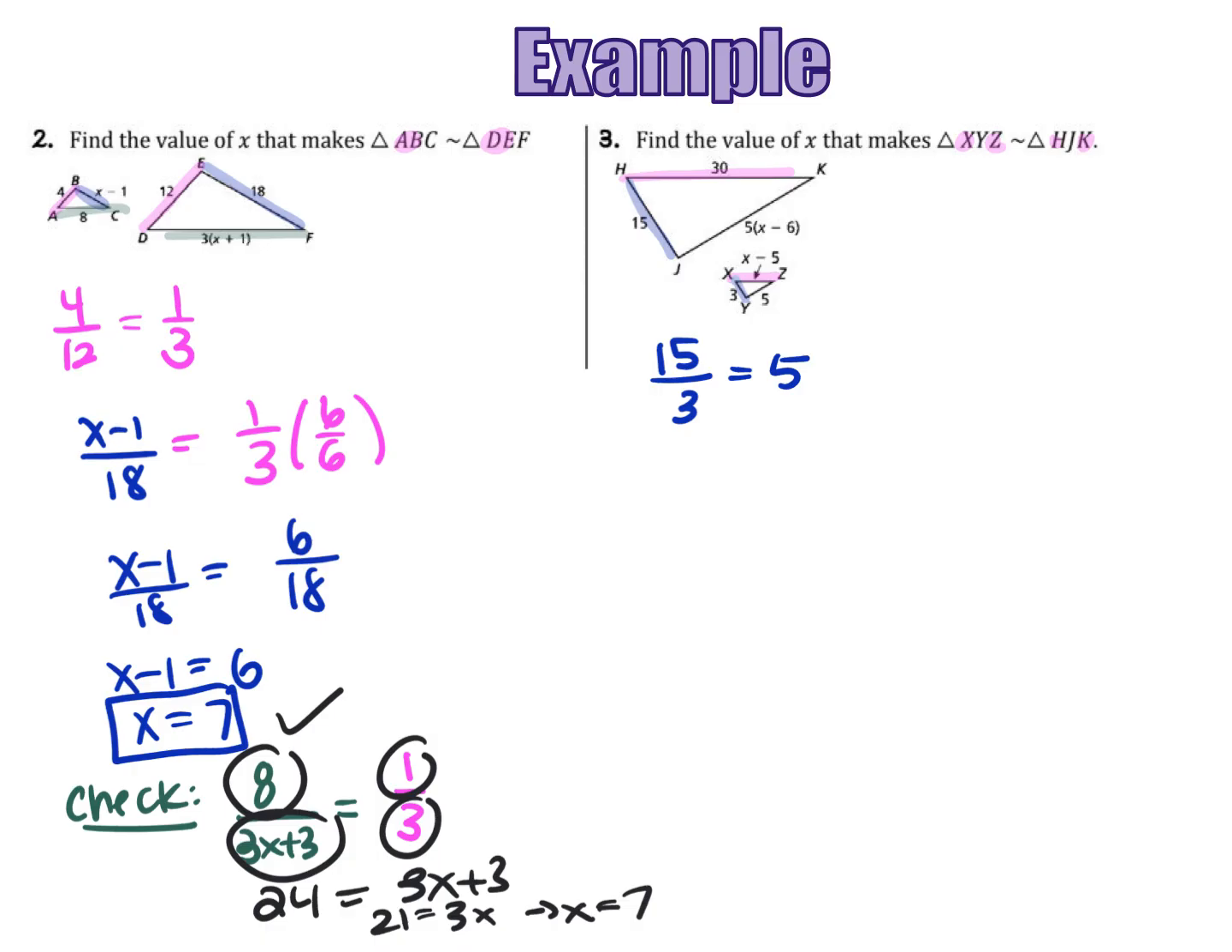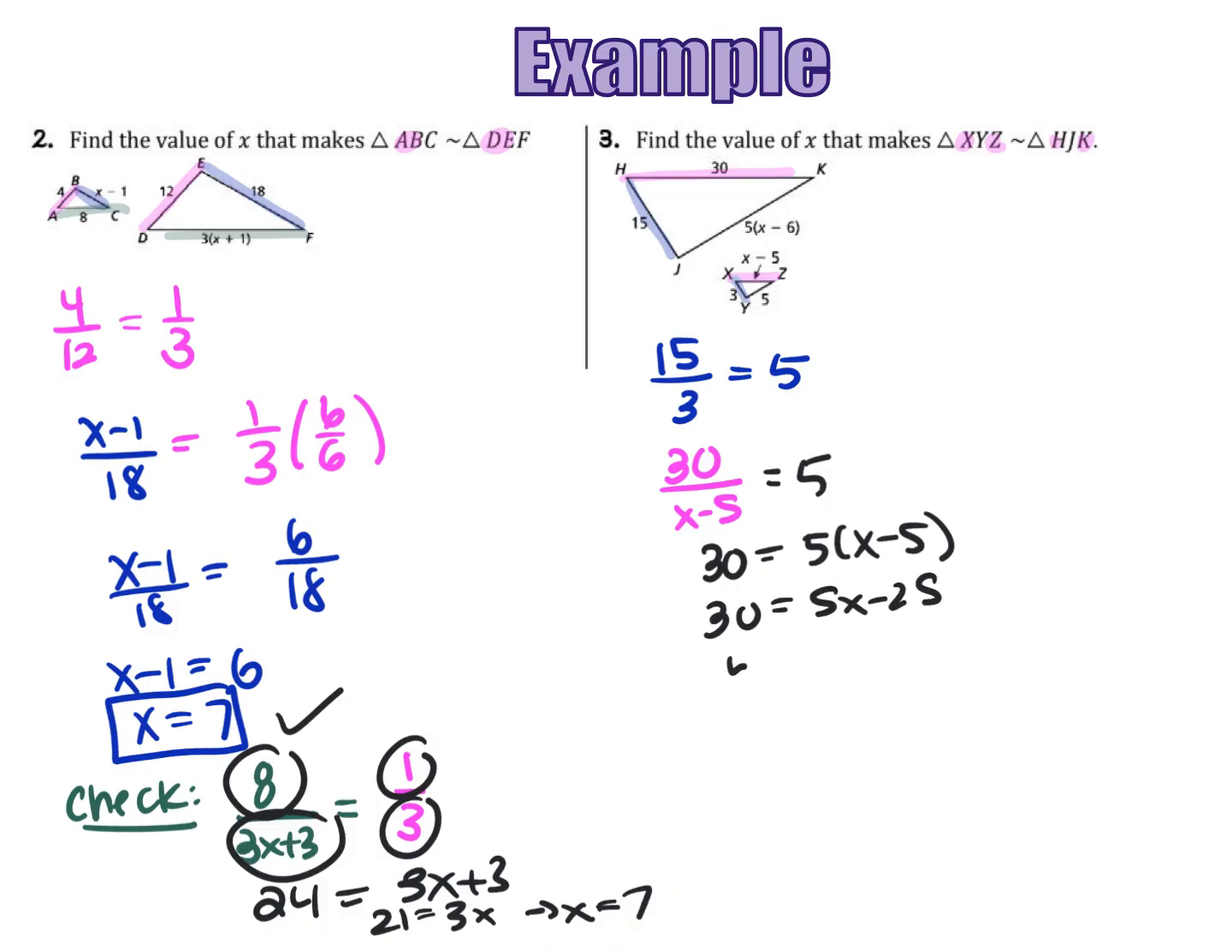That simplifies to be 5. That should be equal to 30 over (x minus 5), which is equal to 5. And now I just need to solve for x. So I'm going to multiply both sides by x minus 5. And then I'm going to distribute: 5x minus 25. I'm going to add 25 to both sides. So x is going to equal 11.